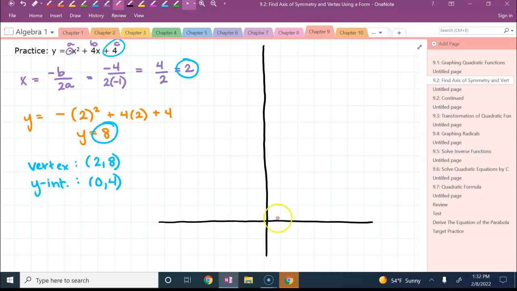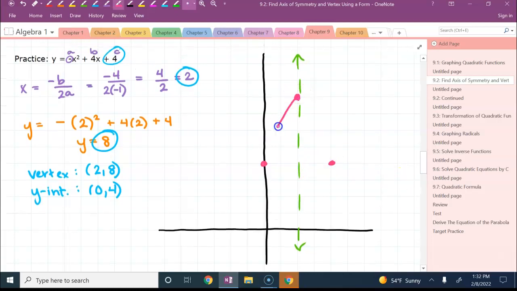So I'm starting at my vertex, I'm going over 2, up 8. Drawing that point in. Then we've got one at 0, 4. Again, if you need to draw that axis of symmetry line in, especially when you're trying to reflect your y-intercept point, just draw that dotted line in. We see that this time the y-intercept is 2 to the left of the green dotted line, so we want to go 2 to the right to draw the reflected point. And this graph is going to open upside down. And the reason for that is because of that negative in front of that x squared. That causes this graph to reflect itself, so it's going to flip it upside down instead of opening up like we saw in the last couple of examples.